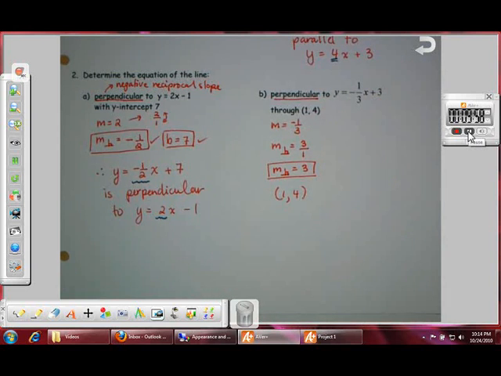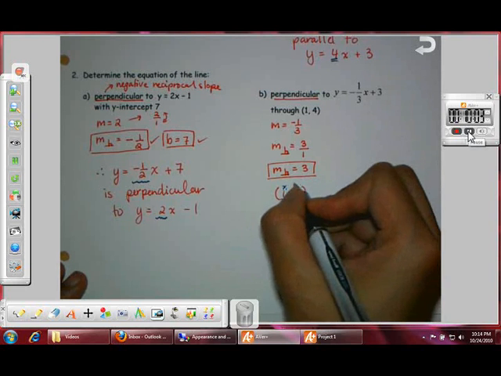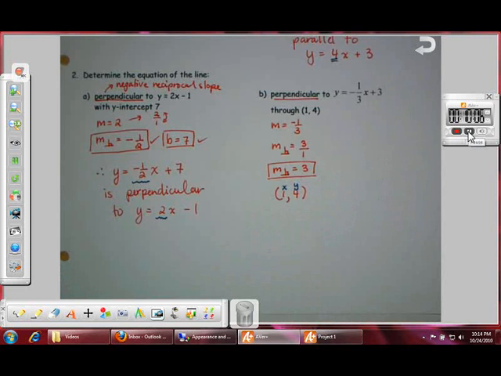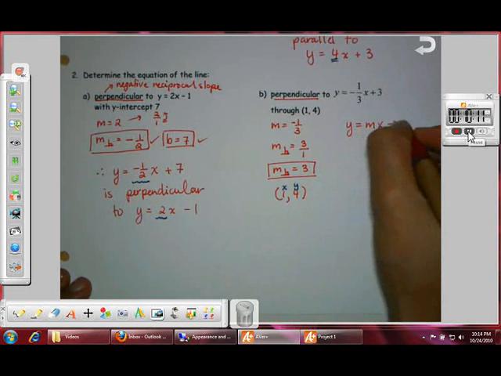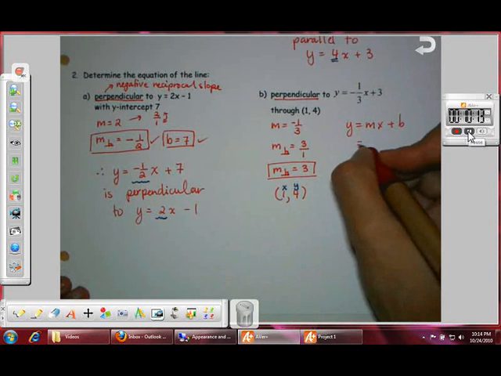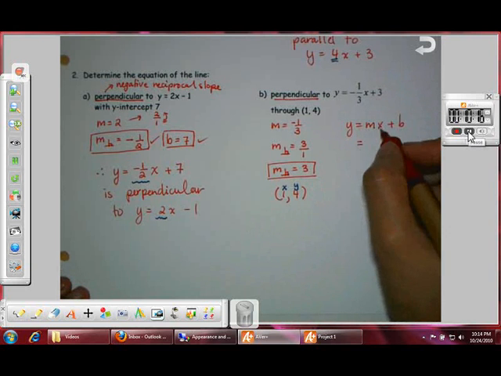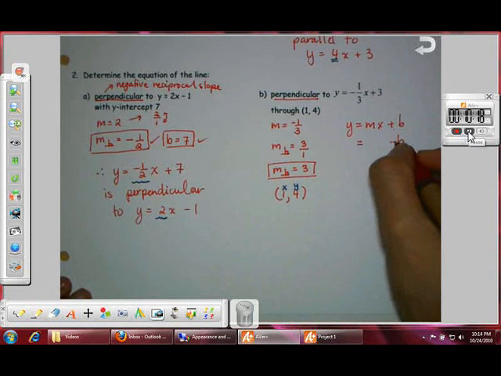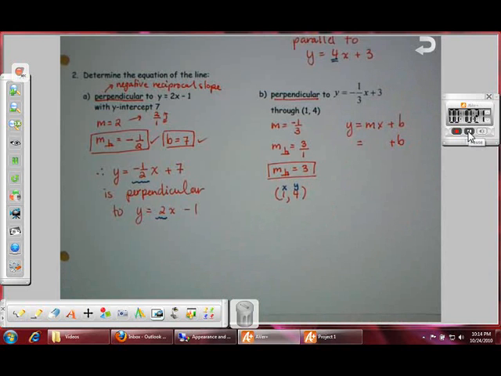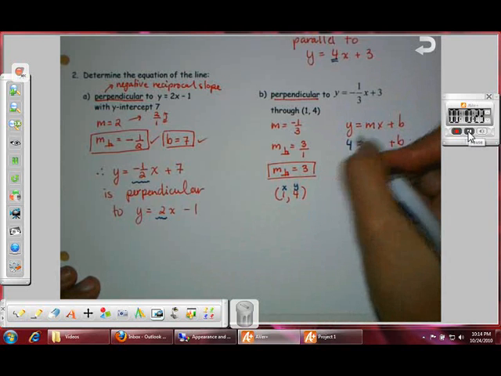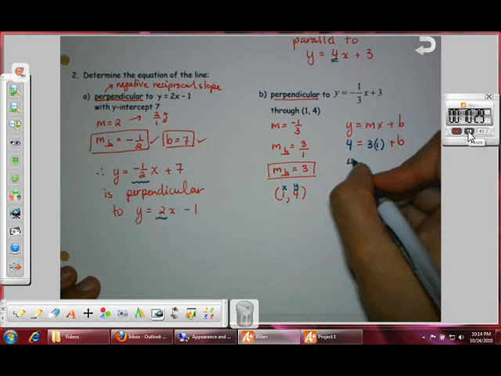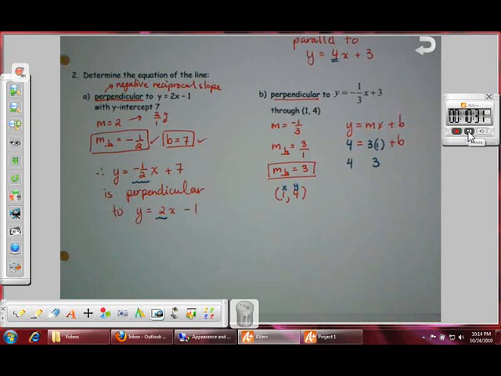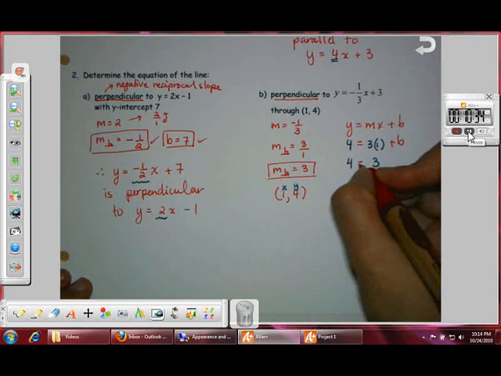And (1, 4), what does that translate to? It's also x and y. Having m, x, and y, that sounds like y equals mx plus b. So we're going to replace everything that we have. We've got m, x, and y, and we need b. y is 4, m is 3, x is 1. That's the same thing as 4 equals 3 times 1 plus b. 3 times 1 is 3, so 4 equals 3 plus b.